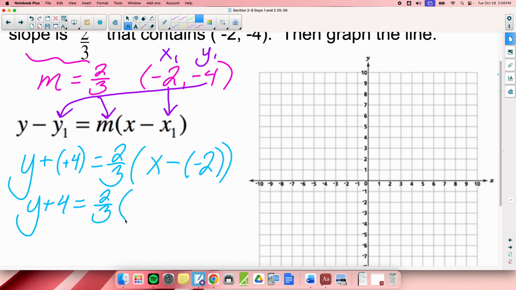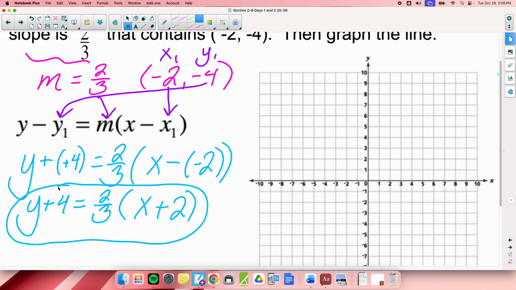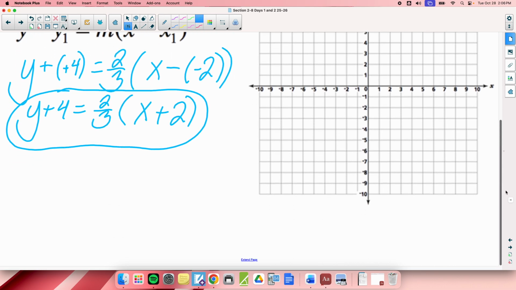Does this change to a positive also? Yes. So it'd be x plus 2. That is our equation in point slope form. Okay? That is our equation in point slope form. Notice I have an x and I have a y. Okay?